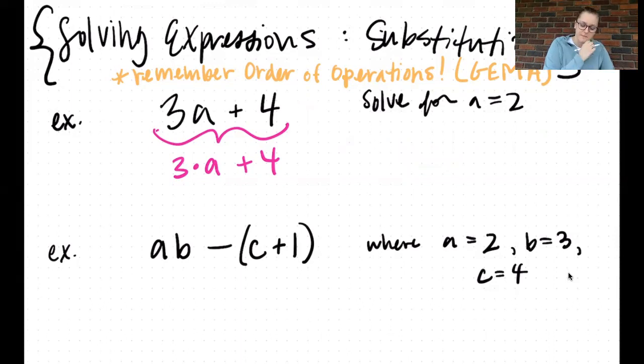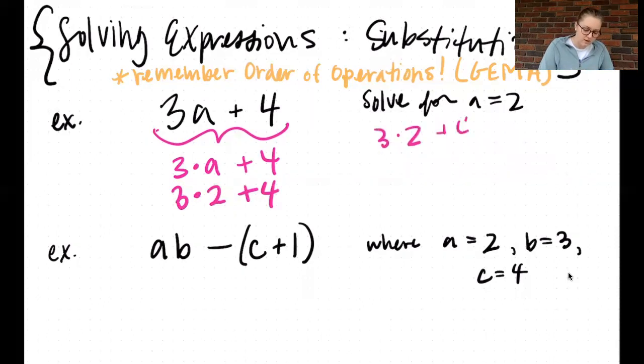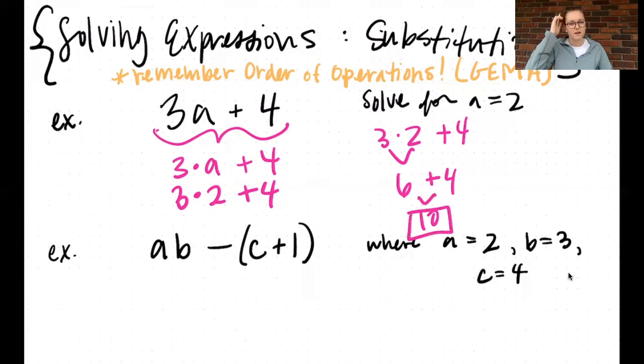Instead, what we want to do is substitute so that this is 3 times 2 plus 4. And then I'm really just using order of operations to solve. 3 times 2 plus 4. Order of operations, GEMMA: first, do I have any grouping symbols? I don't. Do I have any exponents? I don't. Then I do my multiplication or division. Well, I know that 3 times 2 is 6. And then finally, addition or subtraction, 6 plus 4 is 10. So the value of this expression is 10.